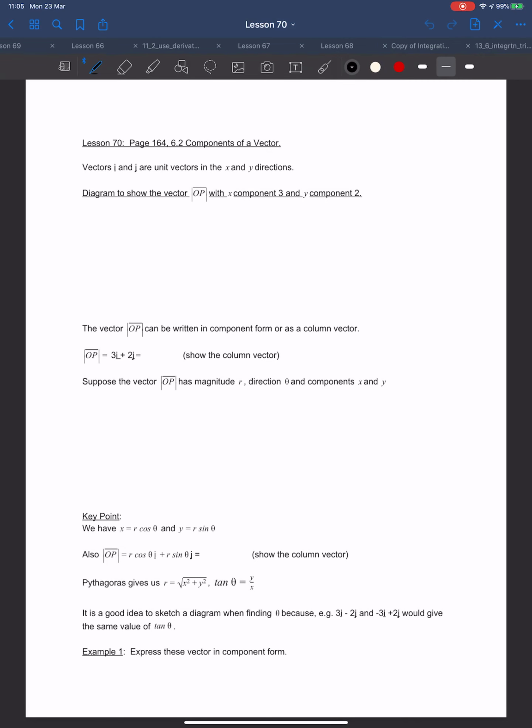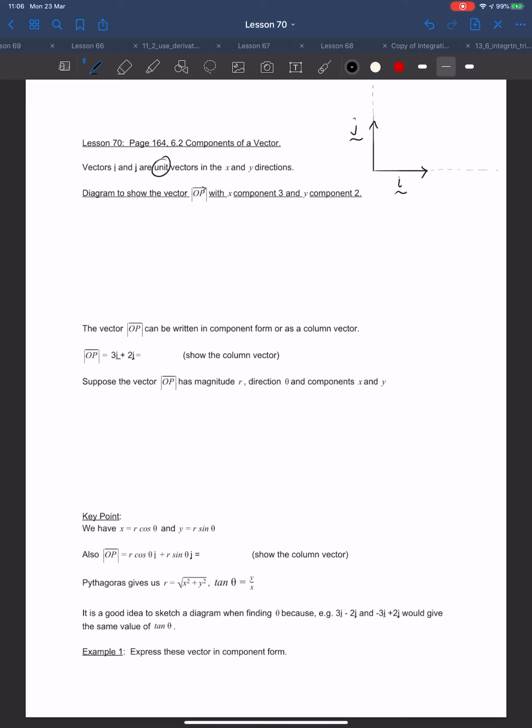Okay, here's the next lesson in the mechanics. Components of a vector from page 164. Vectors i and j are unit vectors in the x and y direction. So what that means is i is one unit that way and j is one unit that way, along the x-axis here. Unit vectors, 1 and 1.